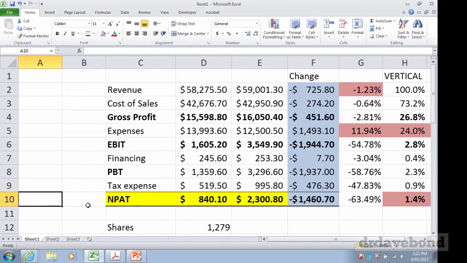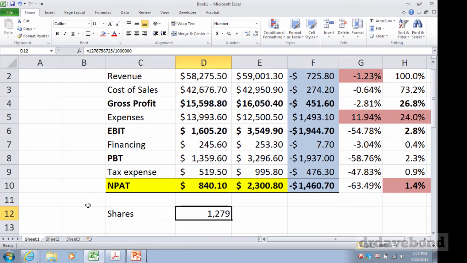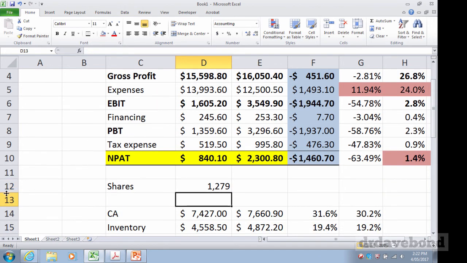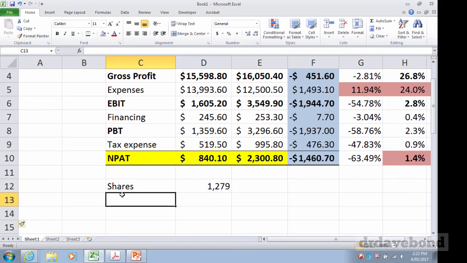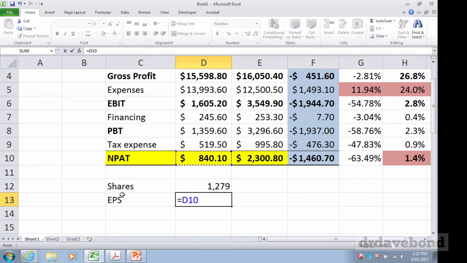So what I've got here is we've already got the number of shares, so this is in the millions, and all that we do, earnings per share, is profit for the entire company divided by the number of shares for the entire company. That gives us 0.66.